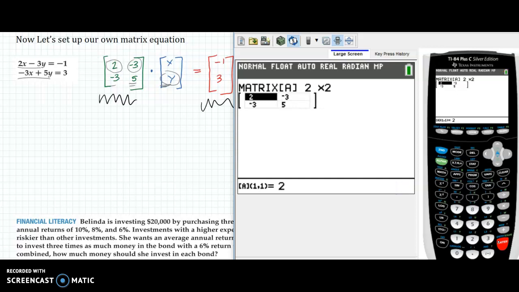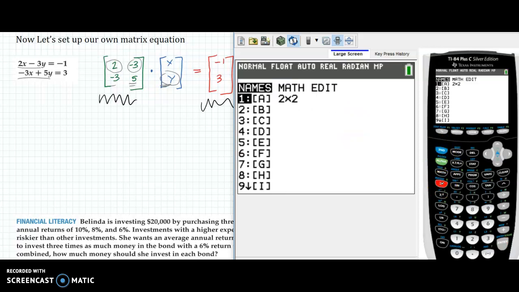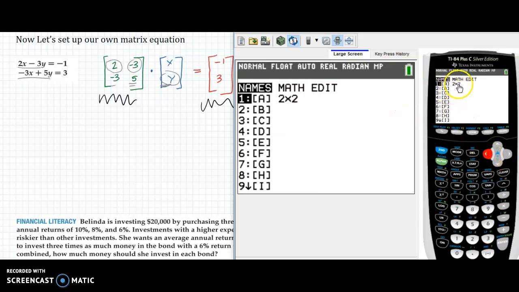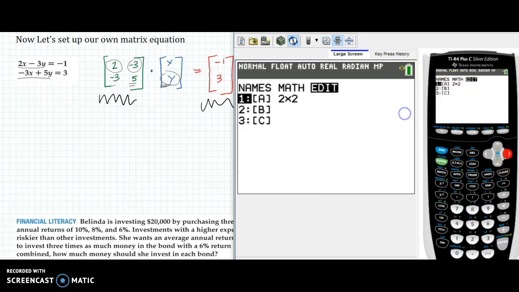Okay, so then you go back to the matrix menu. Second, matrix again, and go over to edit. If you notice, in the names, now it has a 2 by 2 written next to it, so you kind of have an idea of what it is.